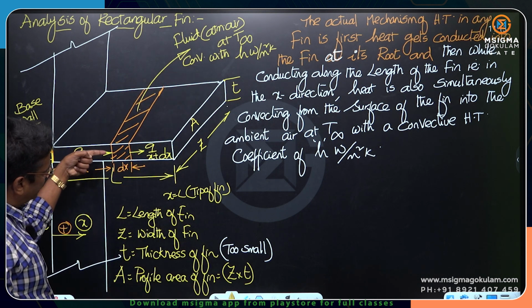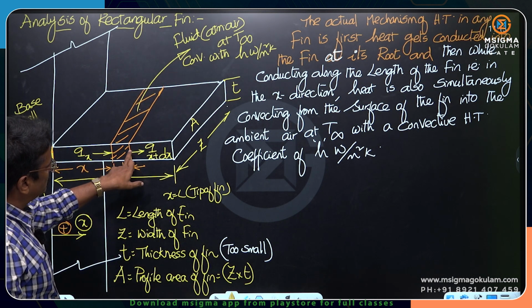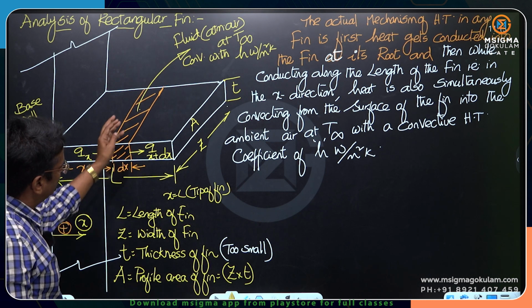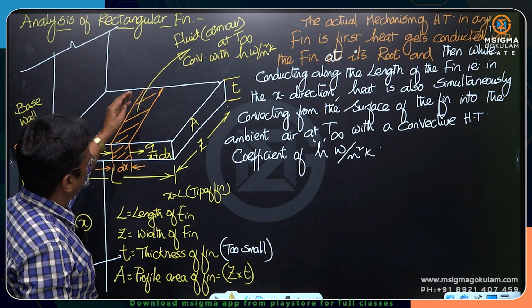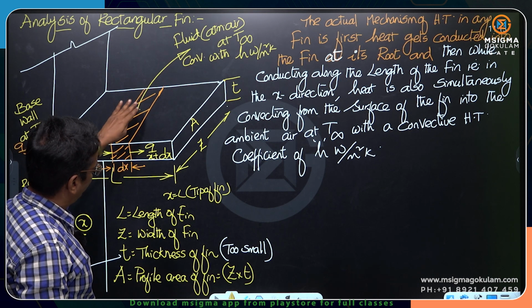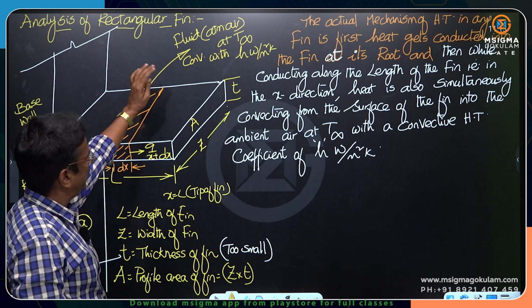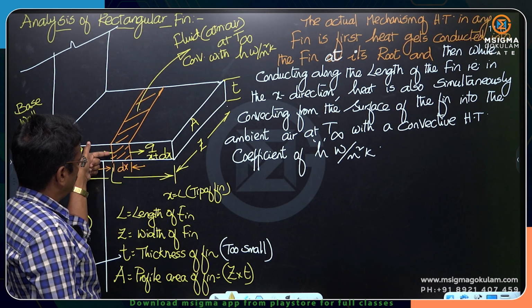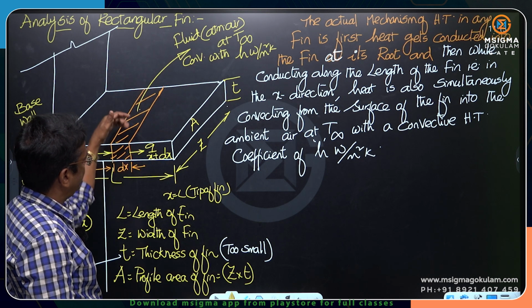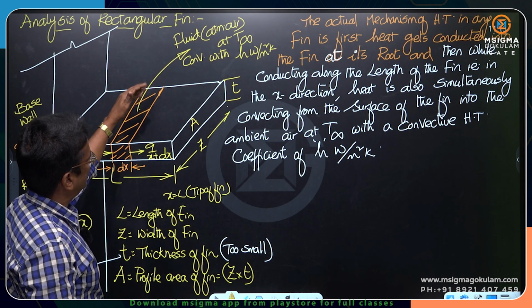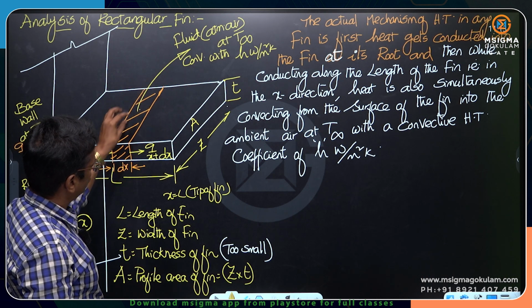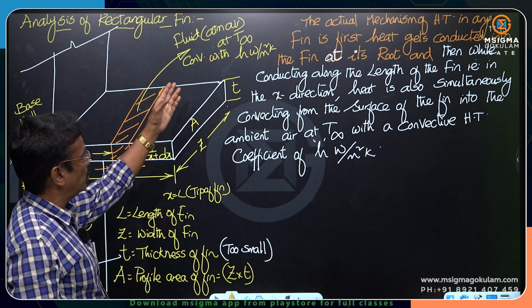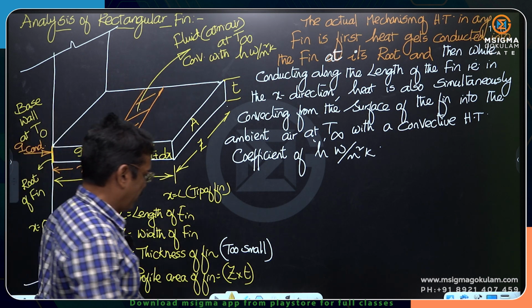Qx is the heat conducted into the element. Qx plus dx is the Q conducted out of the element. In between there is one more heat that is escaping from the surface of the element of the fin to the air, that is Q convection. You can see here conduction into the element, conduction out of the element. In between there is a convection heat loss occurring from the surface of the element of the fin to the air at T infinity with a convection coefficient of H. Okay.